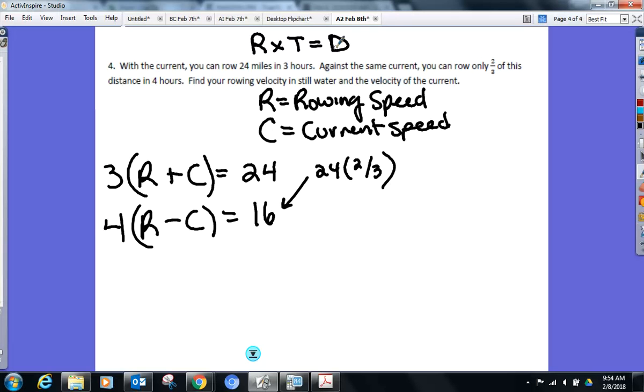Okay. All right, regardless, I want to get through this here, so the rest of the time is yours. I don't want to solve this. I can divide both sides by 3, so it's going to be R plus C equals 8, and then over here it'll be R minus C equals 4. Again, you guys are wondering, I'm dividing both sides by 3, dividing both sides by 4.